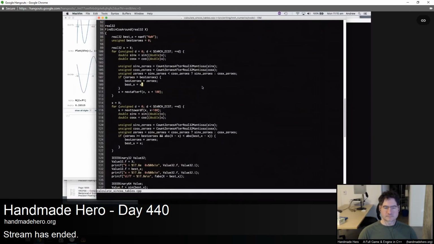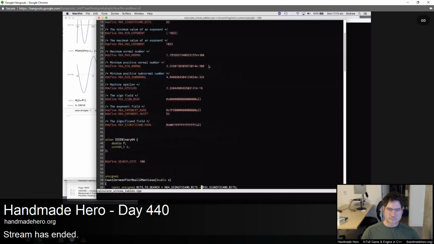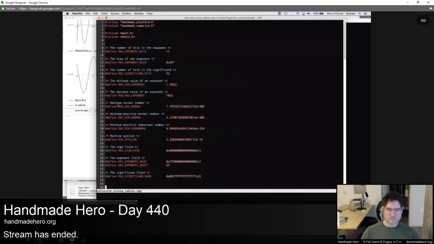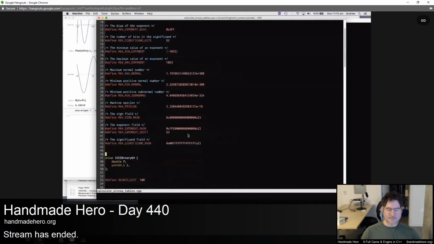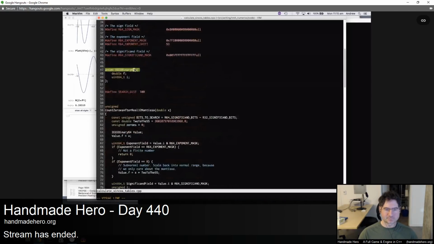What these loops do is calculate sine and cosine in double precision using the library, because we want high quality. It's slow as well. It's not what we want for Handmade Hero, but it's fine for general purpose. Then we count the zeros after it. I've replicated some of this real32 stuff in real64 here. There's the union for it, because I need to work with doubles.